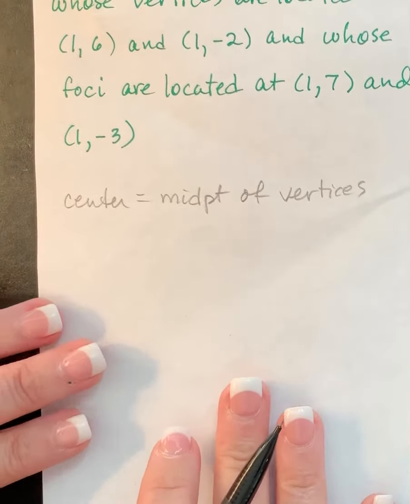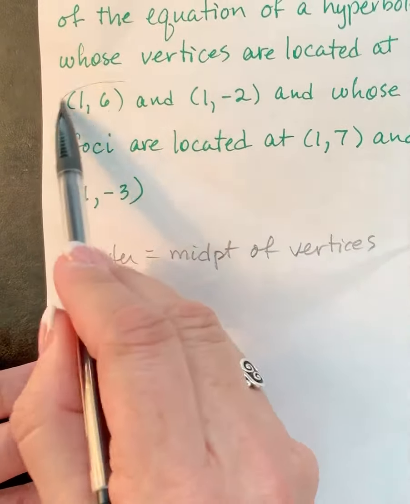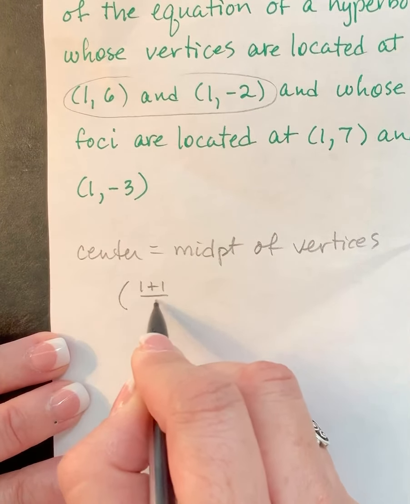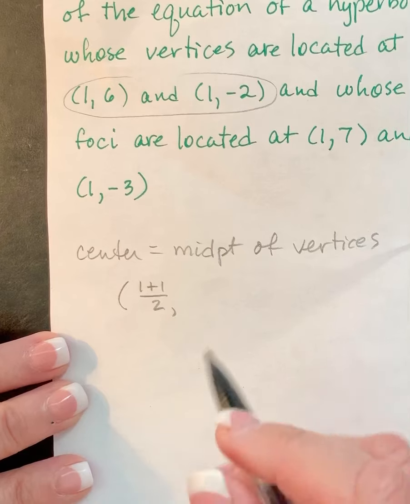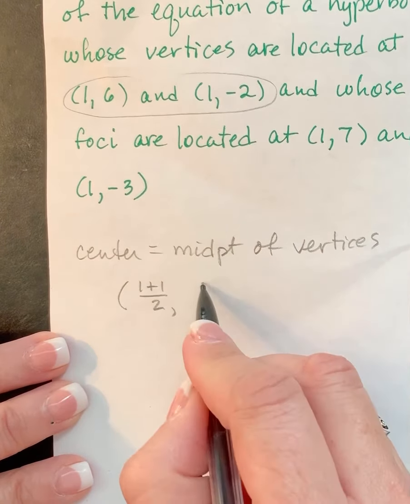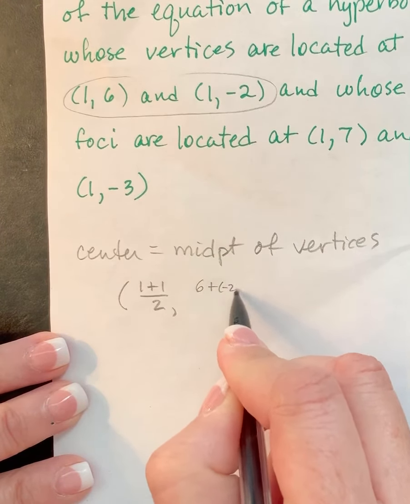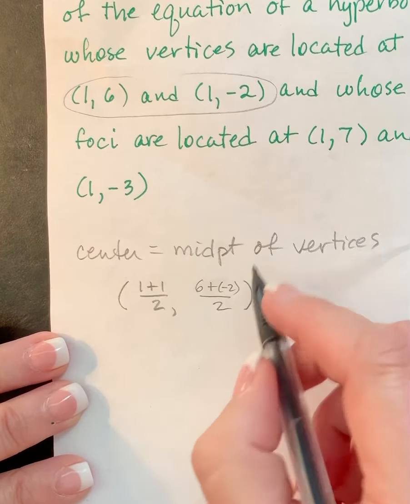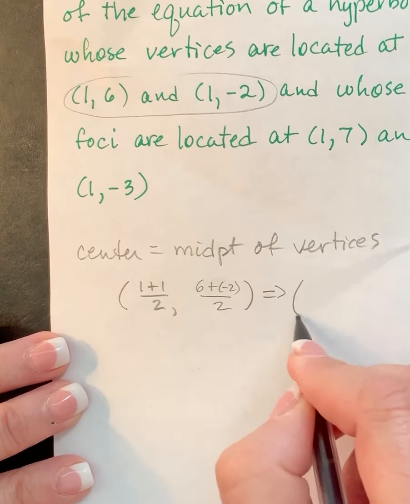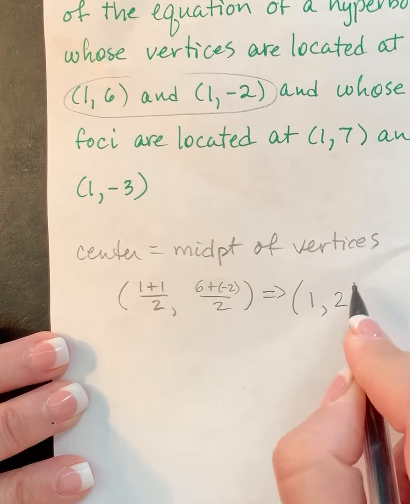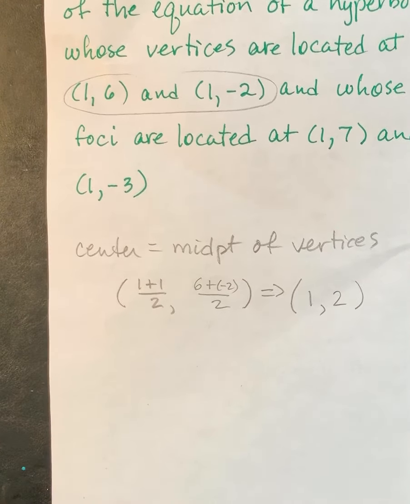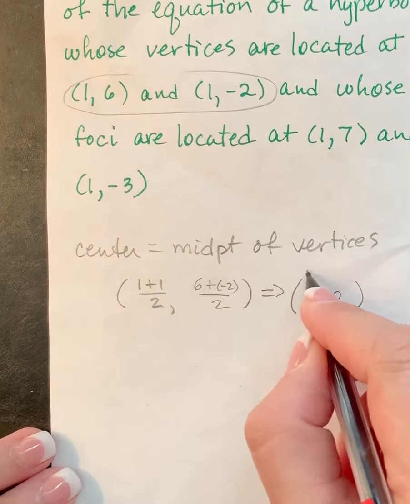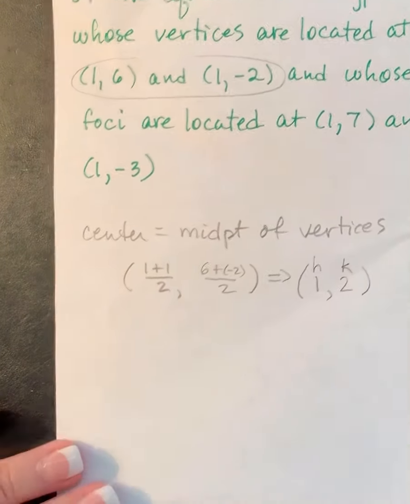And you have a midpoint formula. If you take the two vertices, you add their x coordinates together and divide by 2, so you average the x coordinates, and you add the y coordinates together and divide by 2, so you average the y coordinates. That gives you 1, 2, okay? Which is what we came up with by looking at the graph. So that's going to be our h, and that's going to be our k.